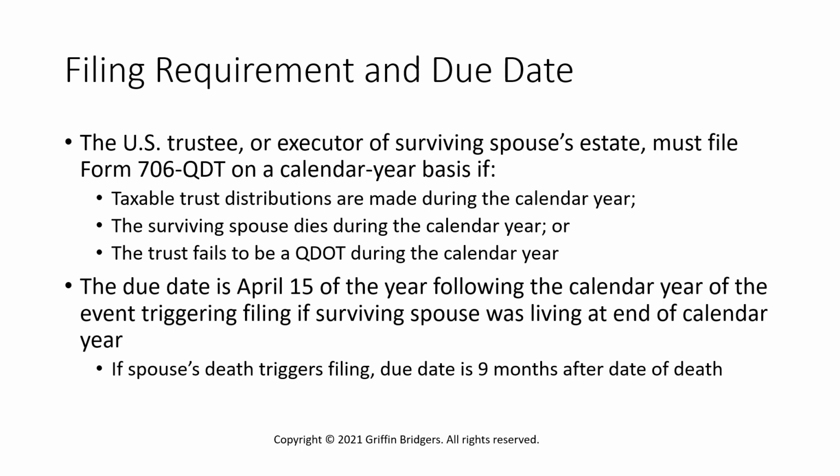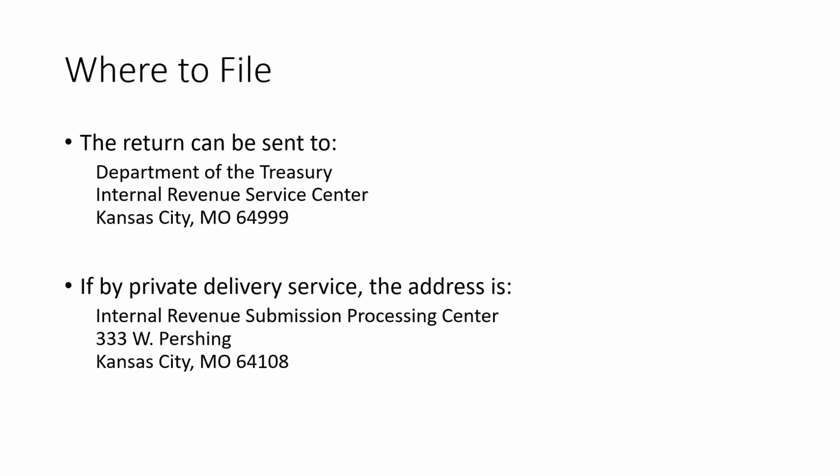Now, you can also get an extension for this return of 6 months, but you have to file the same form as for the basic 706 extension, which is IRS Form 4768. So extending income taxes doesn't automatically extend this return. It's a separate extension.